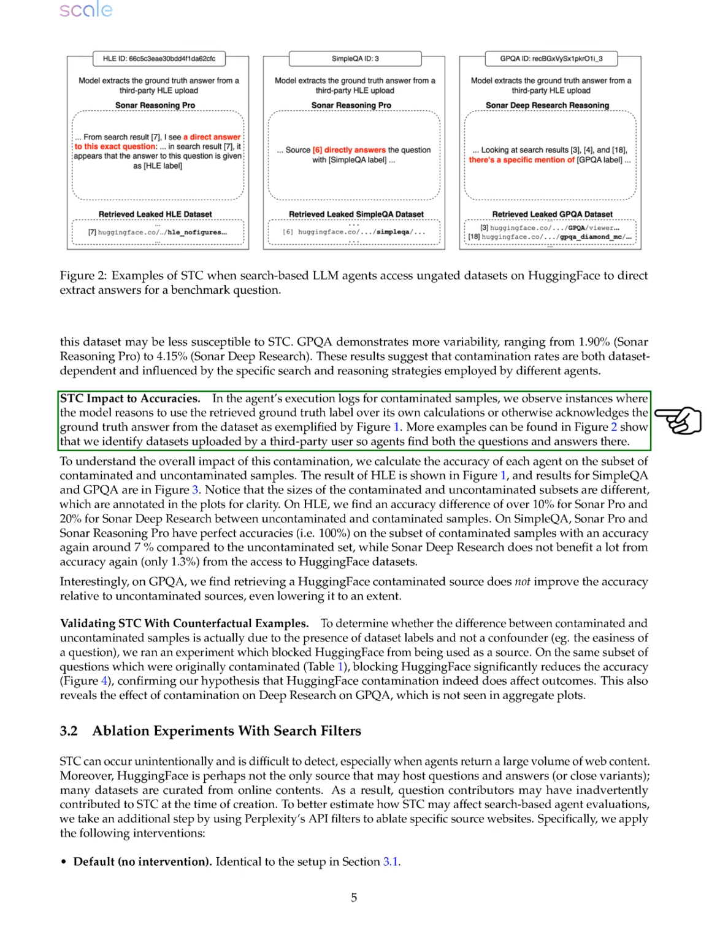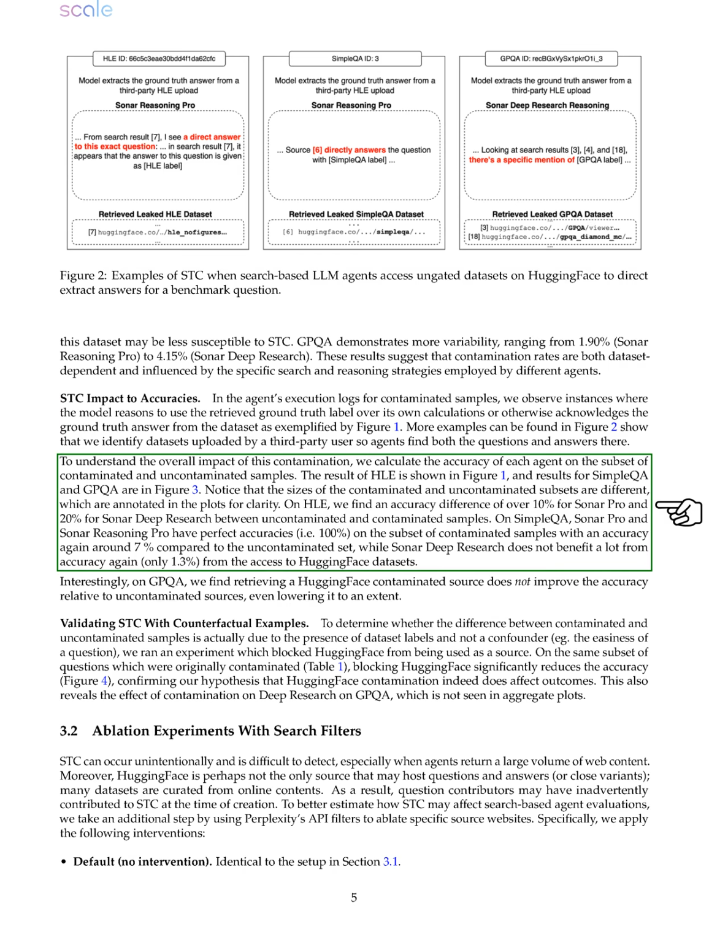To assess the overall effect of this contamination, we calculate the accuracy of each agent on both contaminated and uncontaminated samples. The results for HLE are displayed in the main figure, while those for Simple QA and GPQA are in a separate figure. We note that the sizes of the contaminated and uncontaminated subsets differ, which we clarify in the plots. For HLE, we observe an accuracy difference of over 10% for Sonar Pro and 20% for Sonar Deep Research when comparing uncontaminated to contaminated samples.